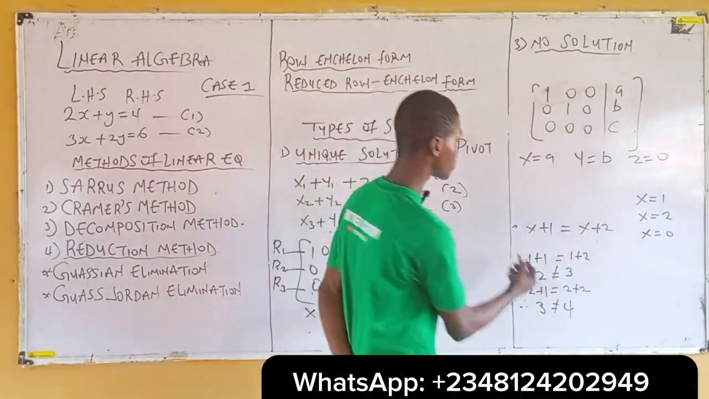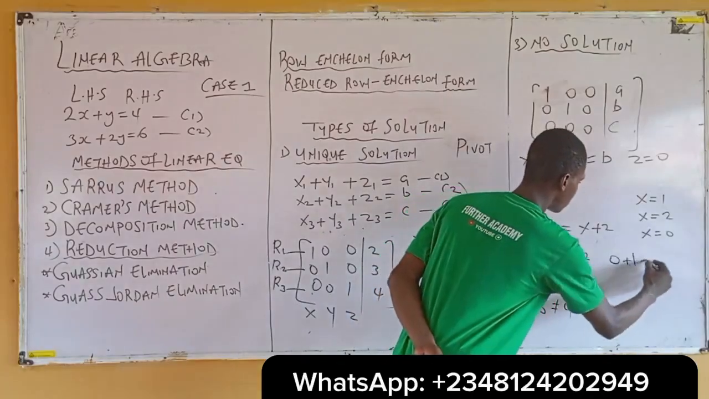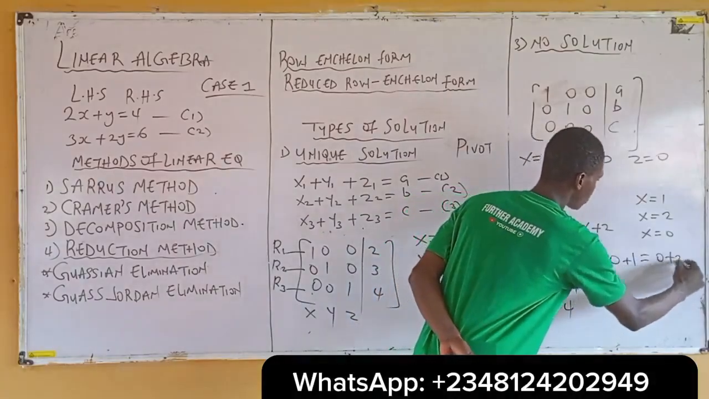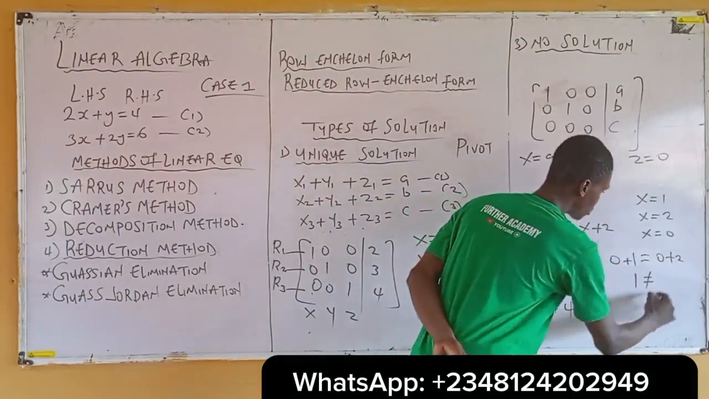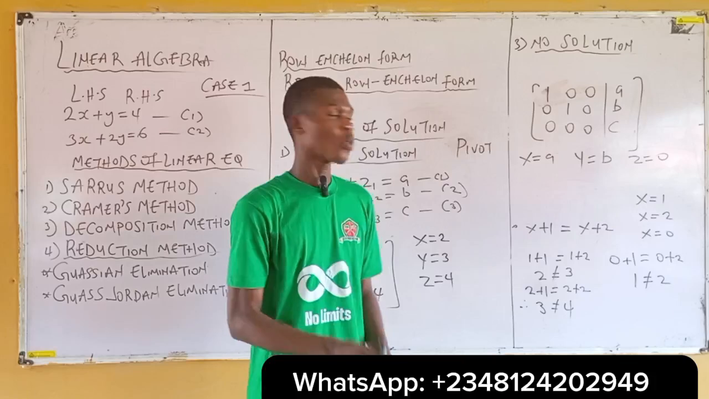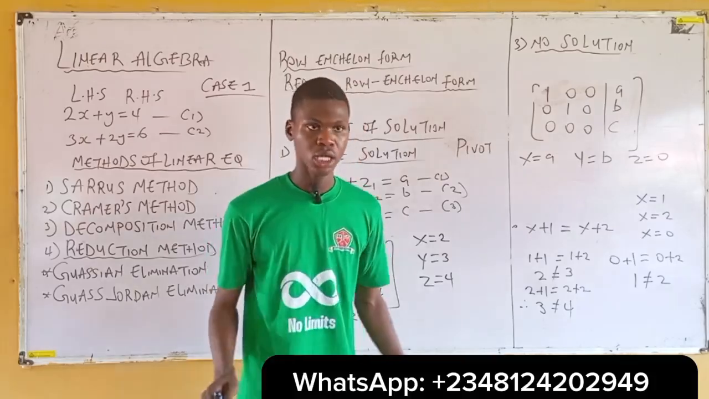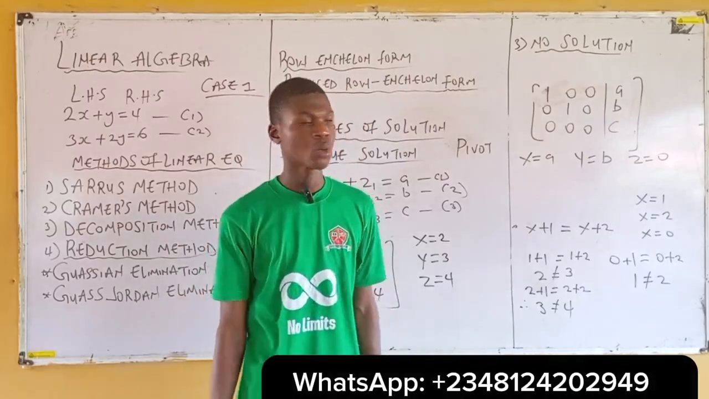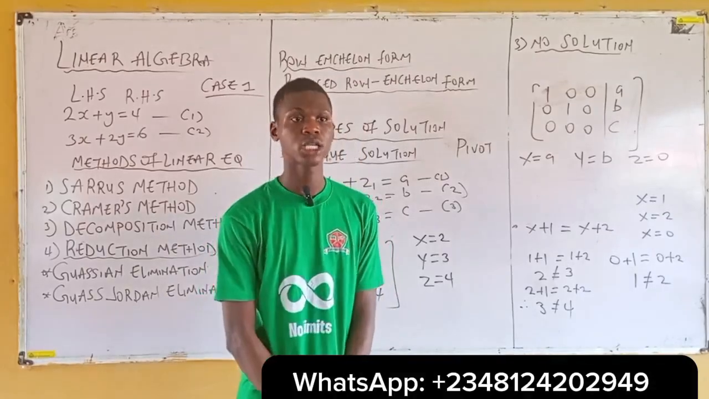So this becomes 0 plus 1 equals 0 plus 2. That is, 1 is not equal to 2. So you are generalizing it, saying when z equals 0, there is no solution.